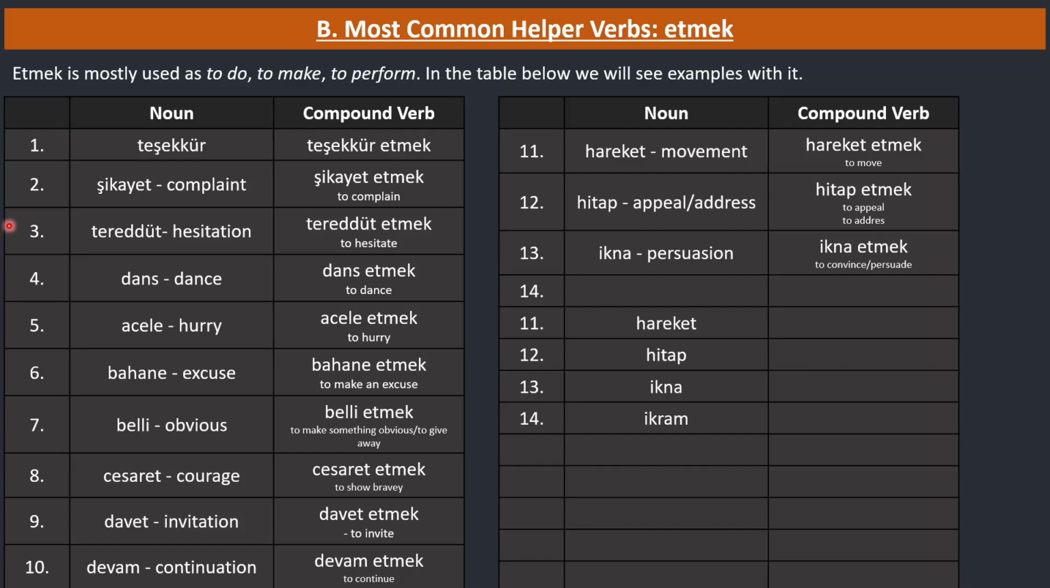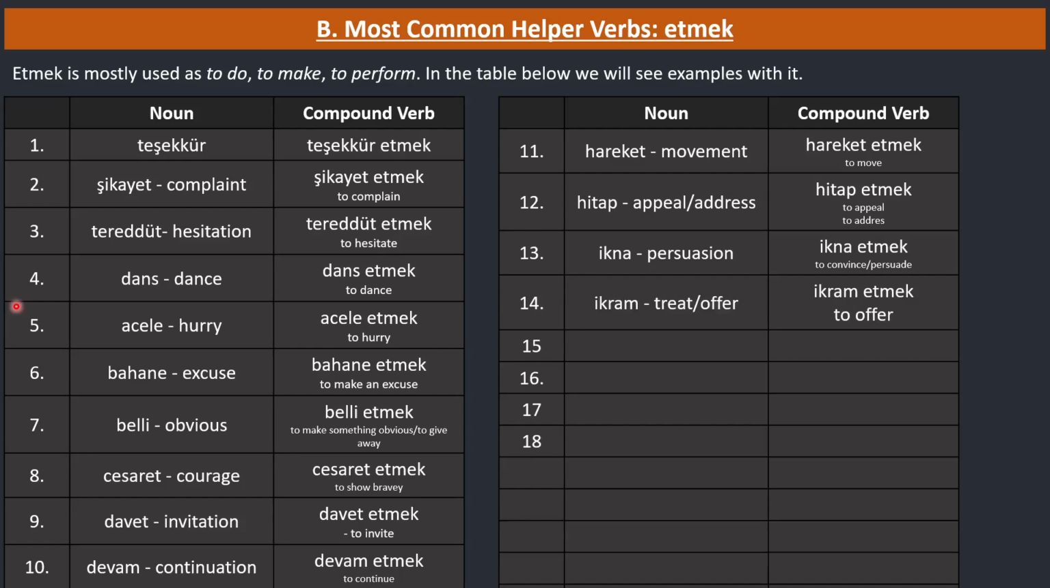Okay. Actually, let me fix the numbers as well. Why did it repeat? Oh, yeah, we all did this. So we have ikna. The last one is to read. Exactly. Read. Or I will have offer, because when you offer something, we say ikram etmek. To offer.